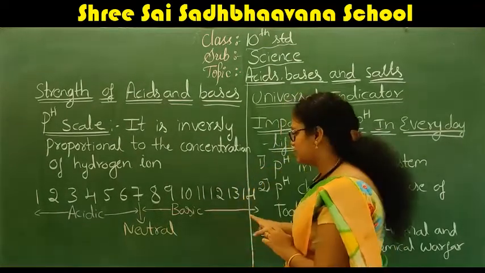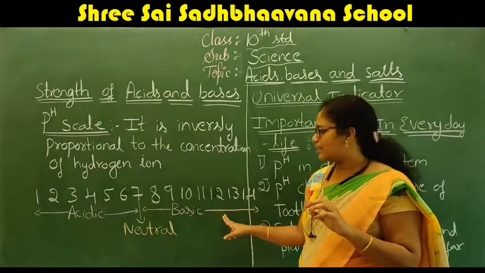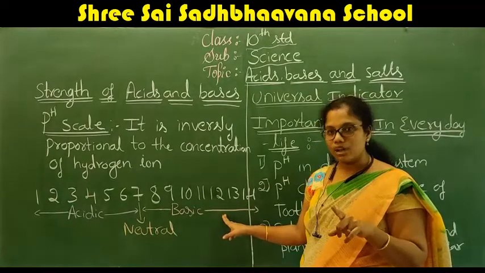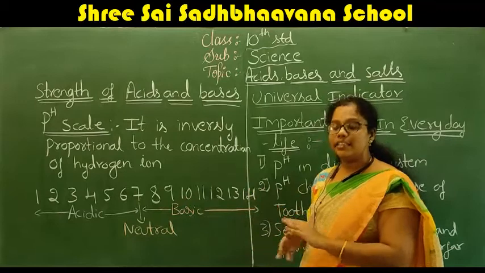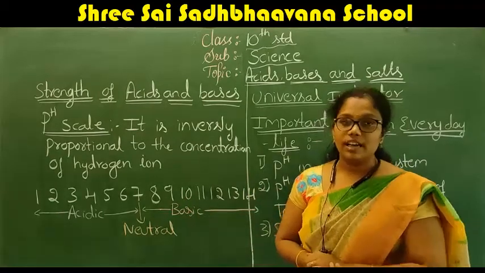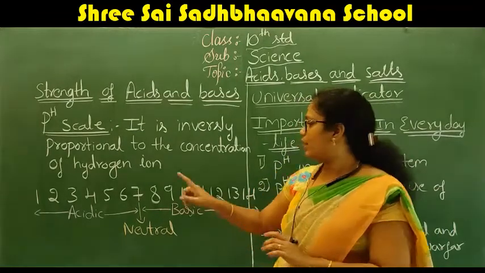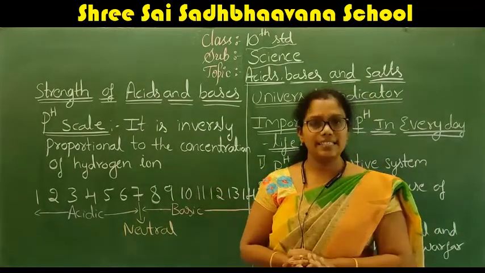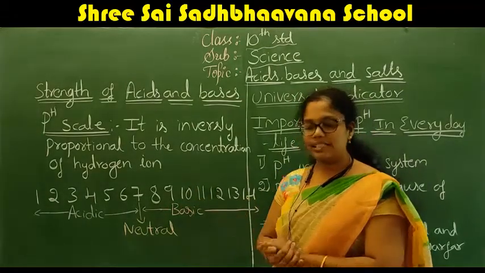Then what is a basic solution? When you put the pH scale on the solution, if the value starts from 8 and ends at 14, then that type of solution we call a basic solution. If 1 to 7 comes, it is an acidic solution. If 7 to 14, it is a basic solution.